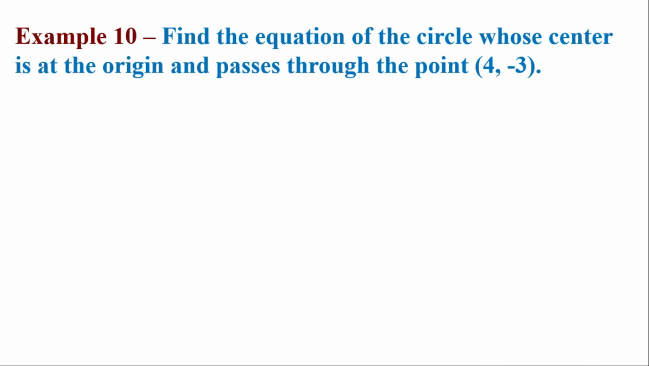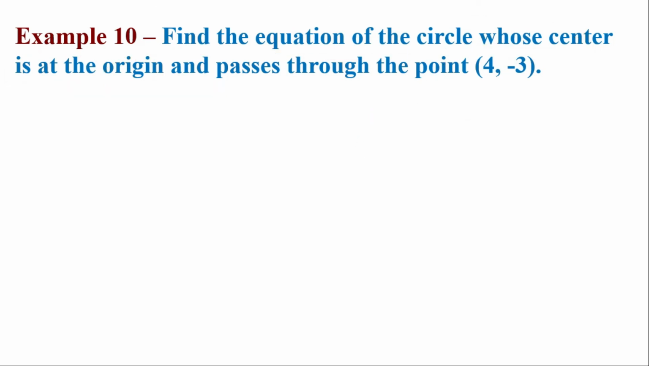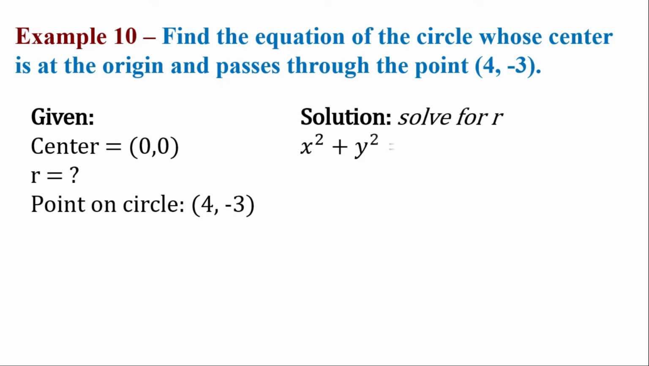Last problem for this video. Find the equation of the circle whose center is at the origin and passes through the point 4 comma negative 3. So we know that the center is at the origin, so our formula will be like this. Now we know that the circle will pass through this point. That means that this point is a solution to our equation. So what we're going to do is to substitute this to x and y here.